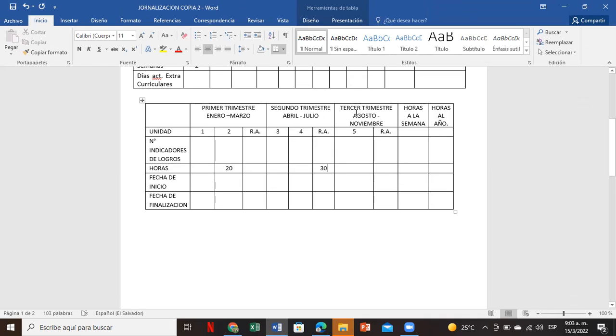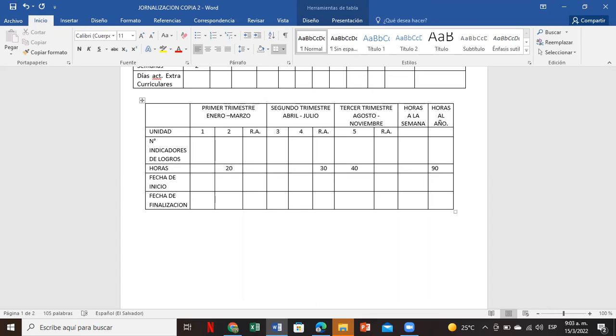In this case, from August to November, maybe we got 40. And if you want, you can count it: 40 plus 30 plus 20. Okay, we got 4, 7, 8. Okay, we got 90 hours. This is just a supposition.